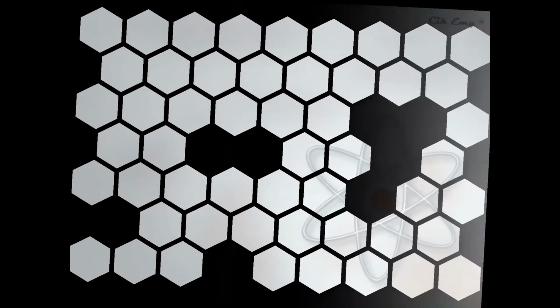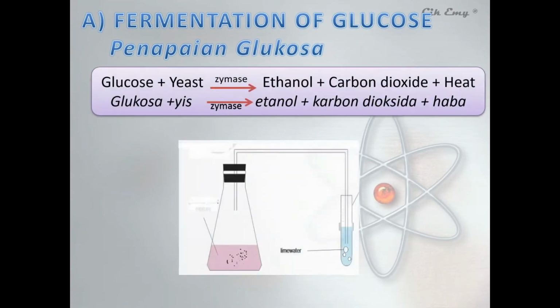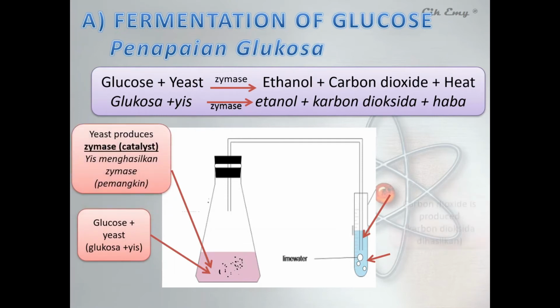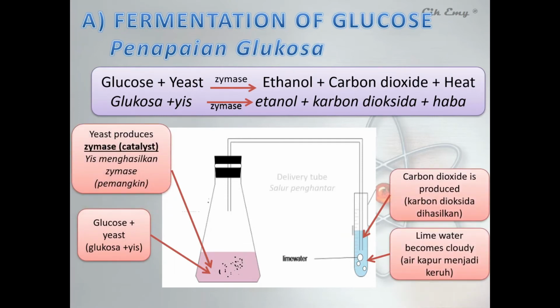Okay, in conclusion, fermentation of glucose, proses penapaian. So what we need, the required materials, are glucose and yeast. Okay, kita perlukan glukosa dan juga yeast. Glucose tak semestinya air gula. Any food that contains glucose can be used in the fermentation process.